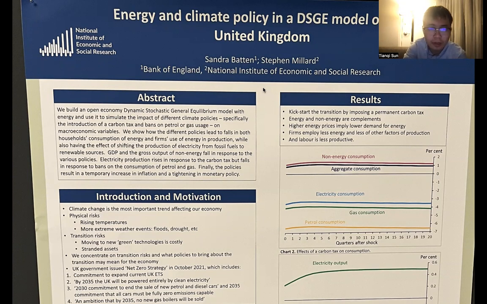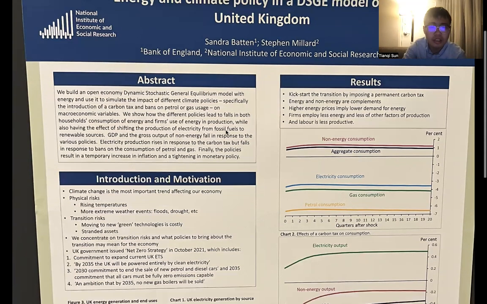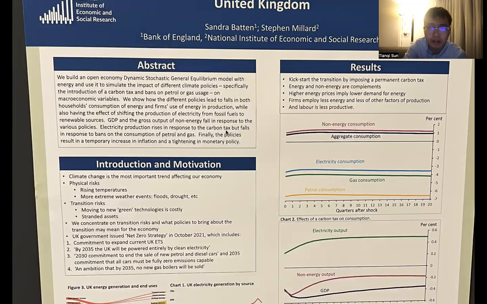And the abstract of this study is basically about a general equilibrium model with energy, used to simulate different climate policies, specifically a carbon tax in the United Kingdom on petrol or gas usage, and their effects on macroeconomic variables. And we show how the different policies lead to a fall in both household consumption of energy and firms' use of energy in production, while also shifting the production of electricity from fossil fuels to renewable resources. And GDP and the gross output of non-energy fall in response to the various policies, and electricity production rises in response to the carbon tax.